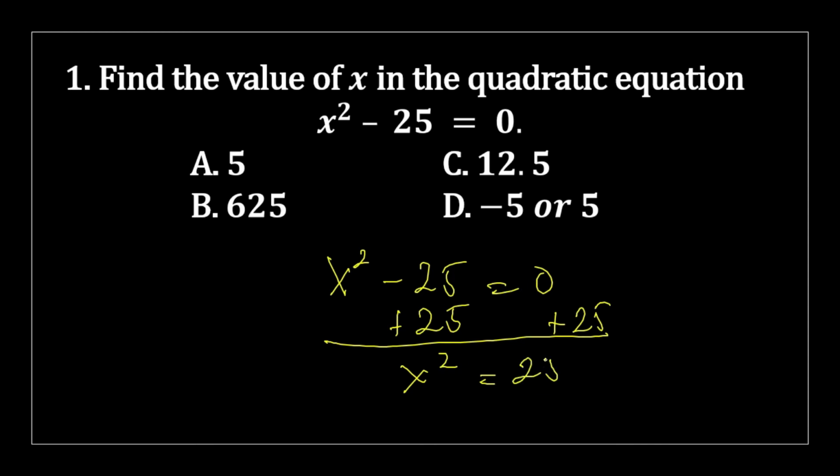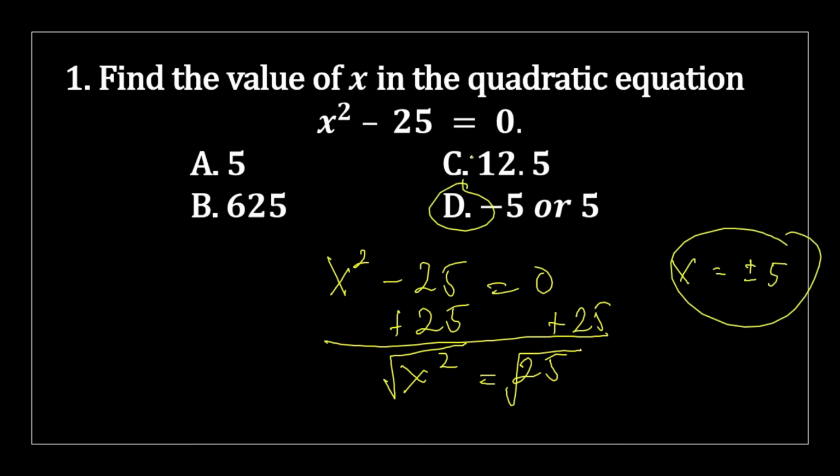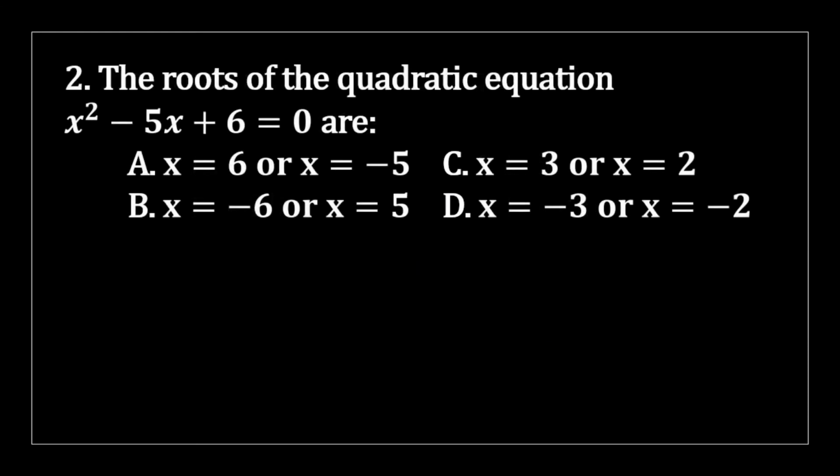positive 25. So to get the answer for this, let's get the root of both sides. The square root of x squared is x, and the square root of 25 is positive negative 5. So therefore, our answer is letter number 2.